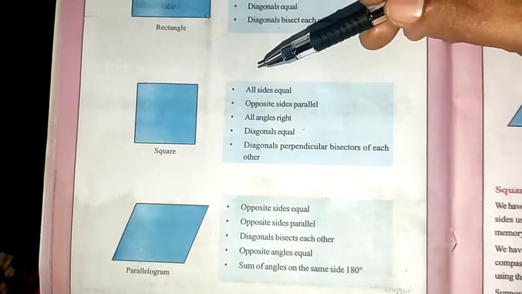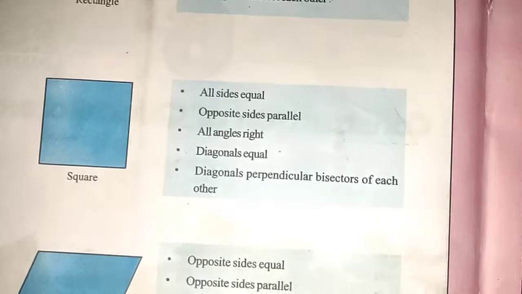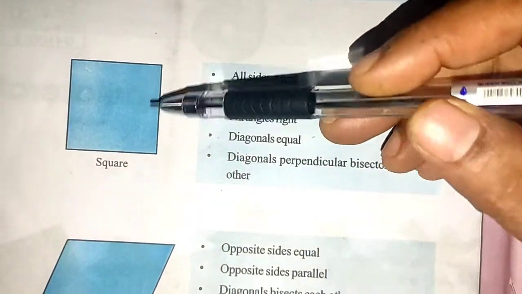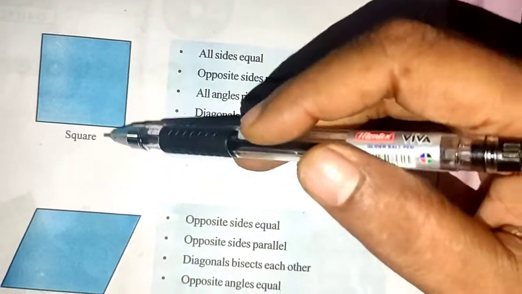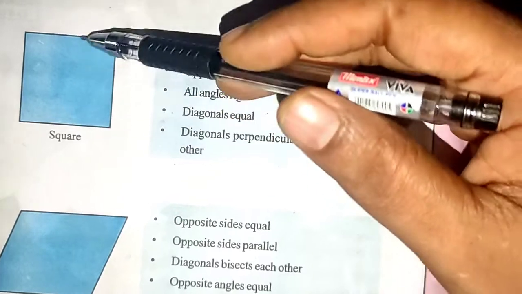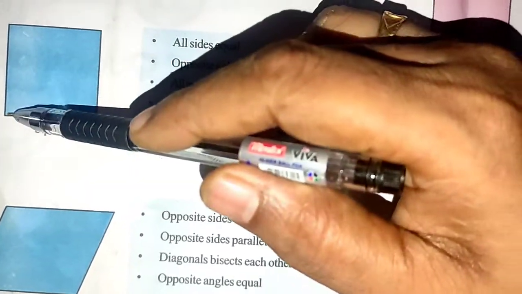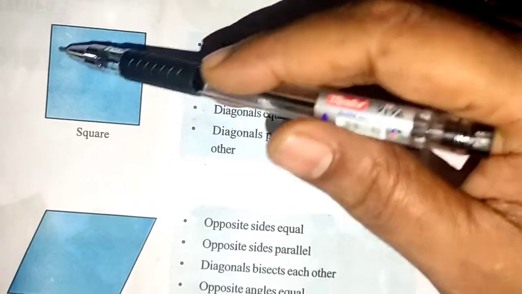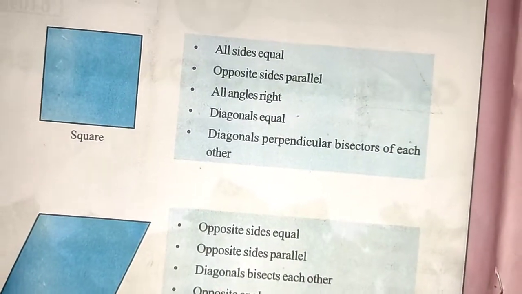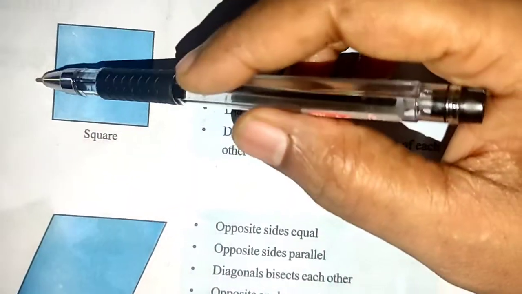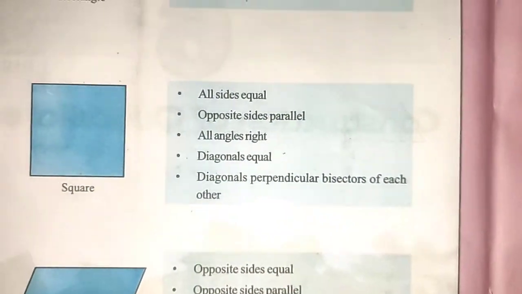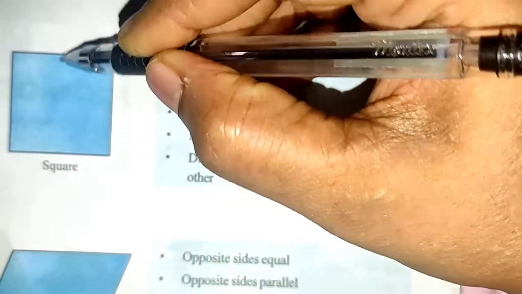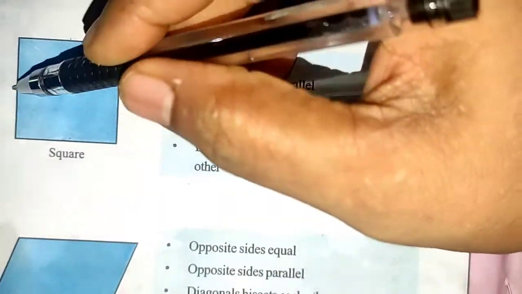Second one is a square. What are squares? We know that squares are a kind of rectangle. If all sides of a rectangle are equal, it is called a square. That means all sides of a square are of equal length. Then opposite sides are parallel, that is, these two sides are parallel. Similarly, these two sides are parallel.